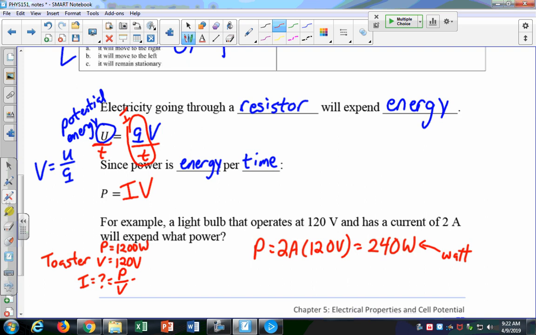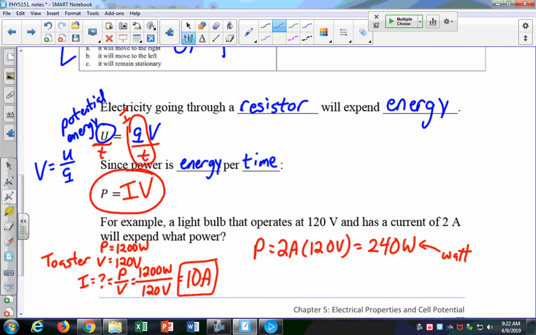Well, I is equal to P divided by V. That comes from this. P is 1,200 watts, divided by V, which is 120 volts. And that's equal to, how many times does 120 go into 1,200? How many? 10, right. So it's 10 amps. You could see a question like that on the test where I ask you, I have this device, how much current does it draw? Okay?